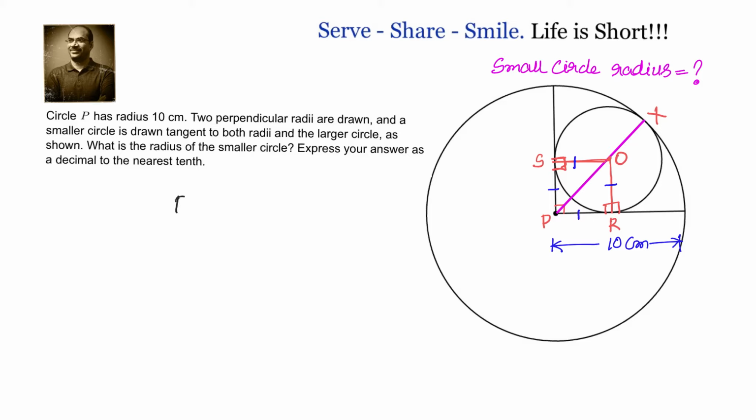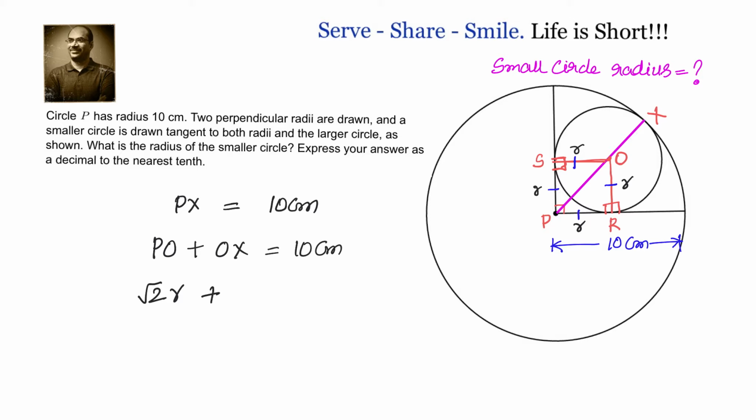So we'll write down PX equals 10 centimeter, but PX is equal to PO plus OX, and PO is the diagonal of the square of side R. What is the diagonal of the square? Root 2 times the side, that is root 2 R, plus OX, which is equal to R, and that is equal to 10 centimeter. Now we are able to establish a relationship between the radii of both the circles, the small radius and the big radius.